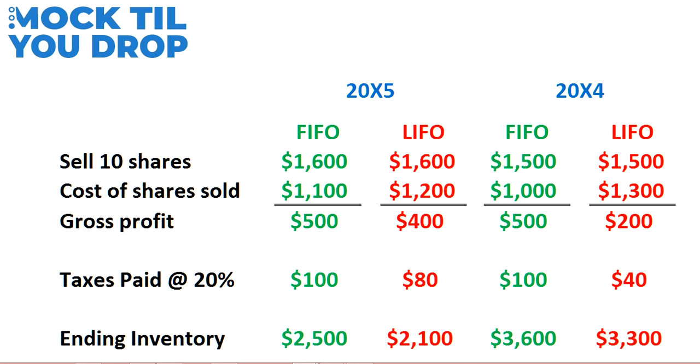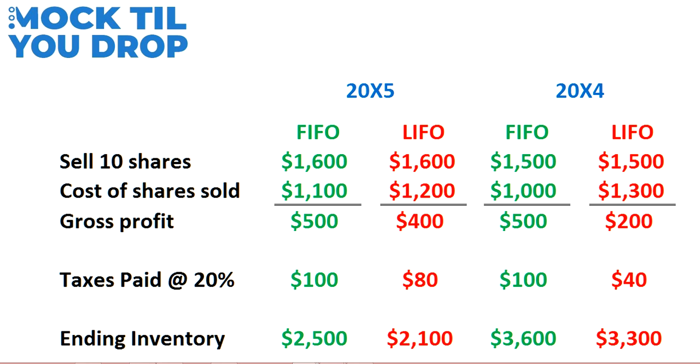Alright, so starting at the top, we're going to be selling the same amount under both methods. Although in year 5, we're selling the 10 shares at $160 per share. So when you're in an environment in which inventory prices are rising, in this case the share price was appreciating, using the FIFO method is going to give you a lower cost basis than using the LIFO method. In this case, there's a $300 difference between the two in year 4 and a $100 difference in year 5. So that's going to translate into a higher gross profit under FIFO.